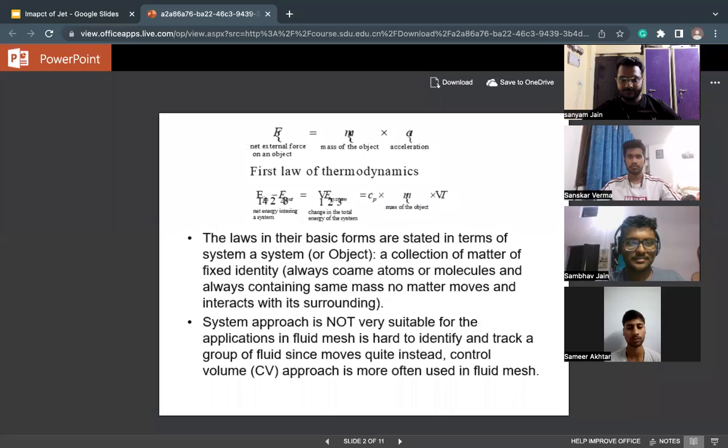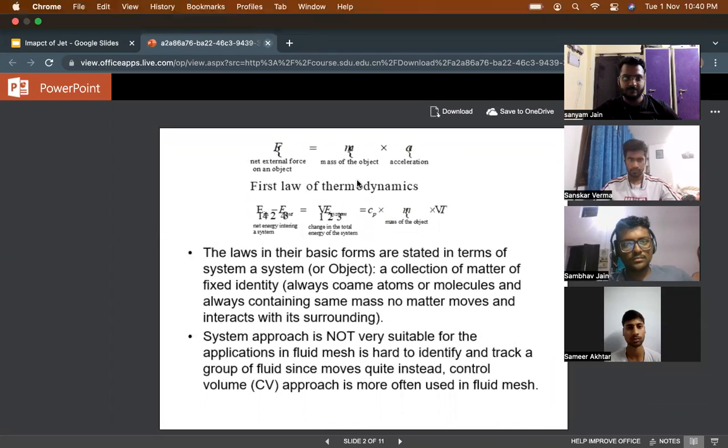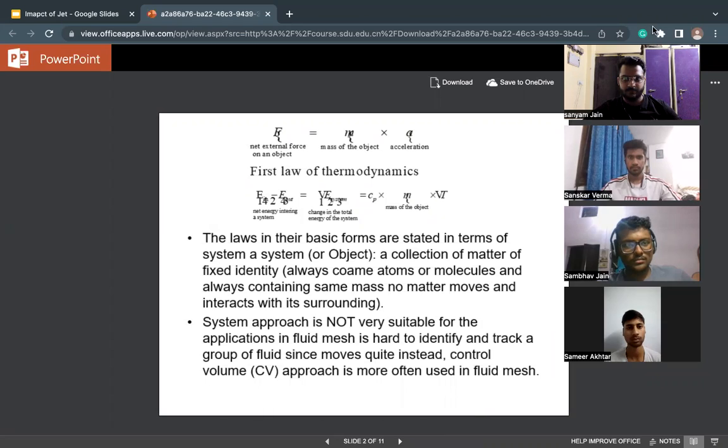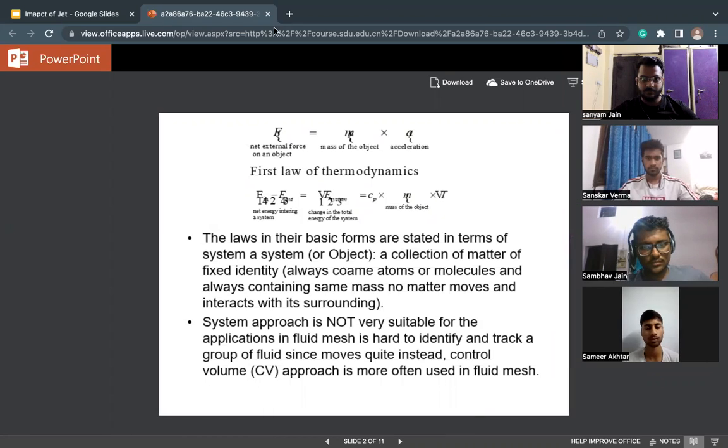Moving forward, as we can see in the first law of thermodynamics, the laws in their basic forms are stated in terms of a system, a collection of matter of fixed identity. Basically, it can be, let's say, atoms or molecules. They contain the same mass no matter how it moves and interacts with the surroundings. The system approach is not very suitable for applications in fluid mechanics because it's very hard to identify and track a group of fluid since it moves quite randomly. So the control volume approach is more often used in fluid mechanics.